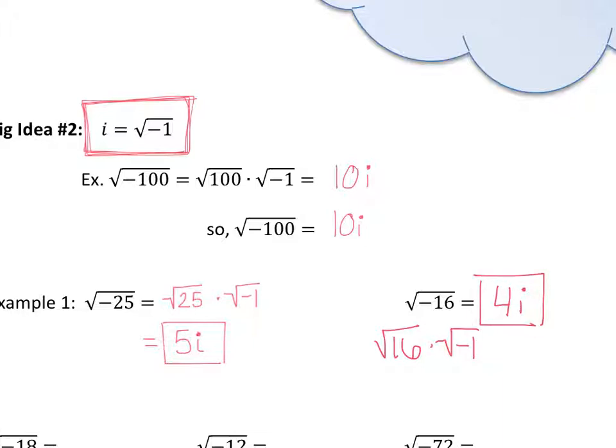Any questions? i is not a variable, it's a number. Kind of like pi represents that specific 3.14 and so on. i specifically represents the square root of negative 1.